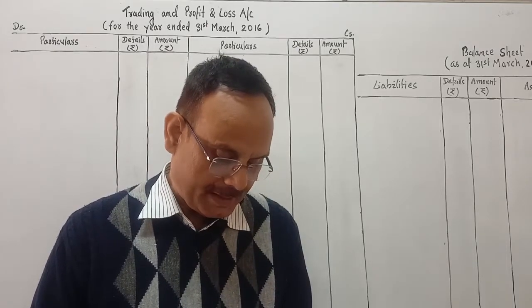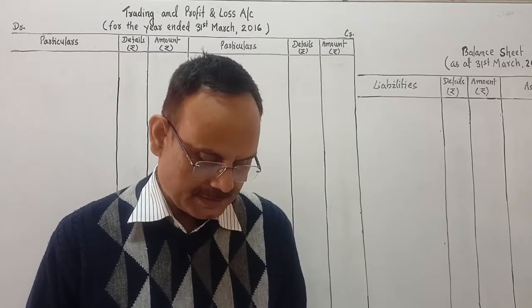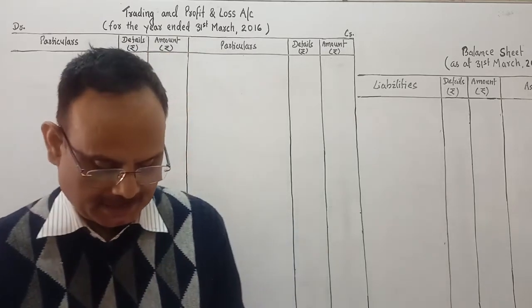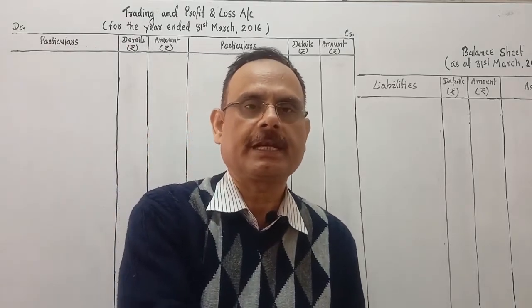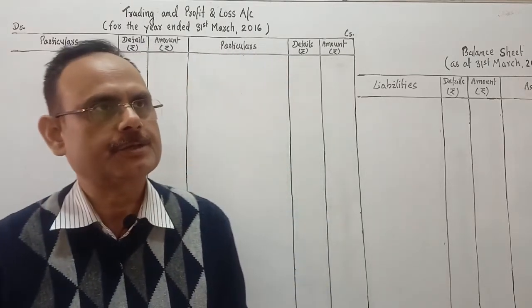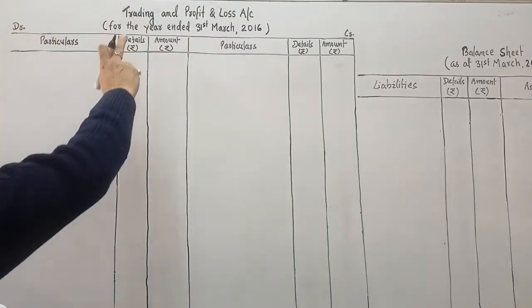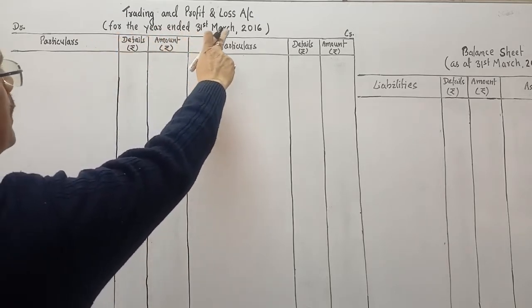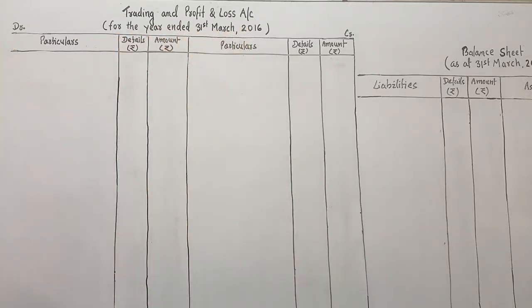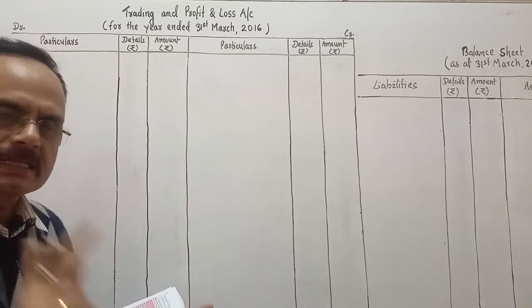Next, rent is paid at 1000 rupees per month, and allow 8% interest on capital and charge 1500 as interest on drawing. So on the basis of the information given in the trial balance and adjustment, we will prepare the trading and profit and loss account. So this is the format of the trading and profit and loss account for the year ended 31st March 2016. Financial year starts on 1st April 2015, closed on 31st March 2016.